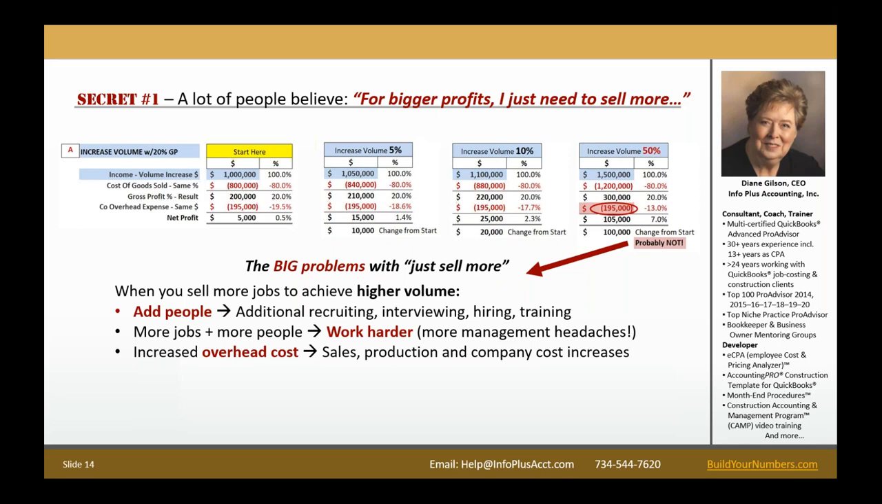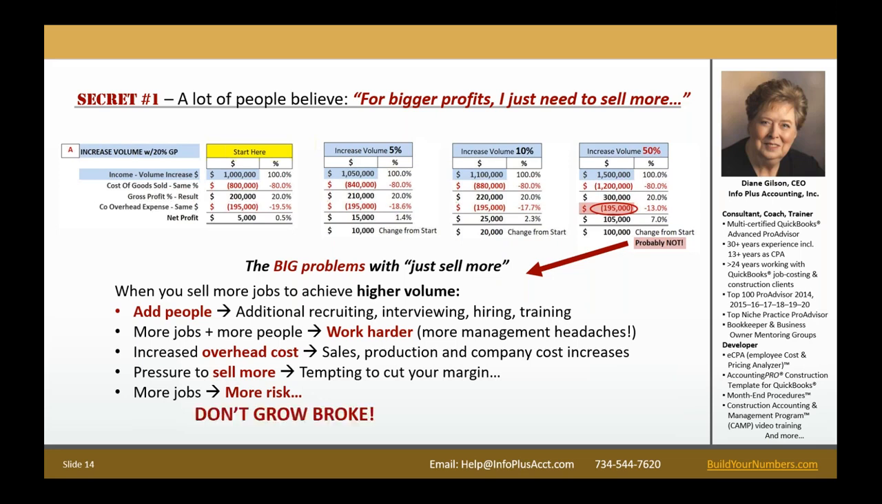You're going to have more sales and production and company cost increases, and you're going to have pressure to sell more. When you have that pressure that, oh gosh, we've got to sell more, it's more tempting to cut your margin. So you might not even be able to maintain that 20% profit margin. And of course, you all know the more jobs you take on, the more risk you're taking on. That you're going to get that one bad customer that's going to turn around and sue you or create all sorts of headaches. There's just always that risk in the background.